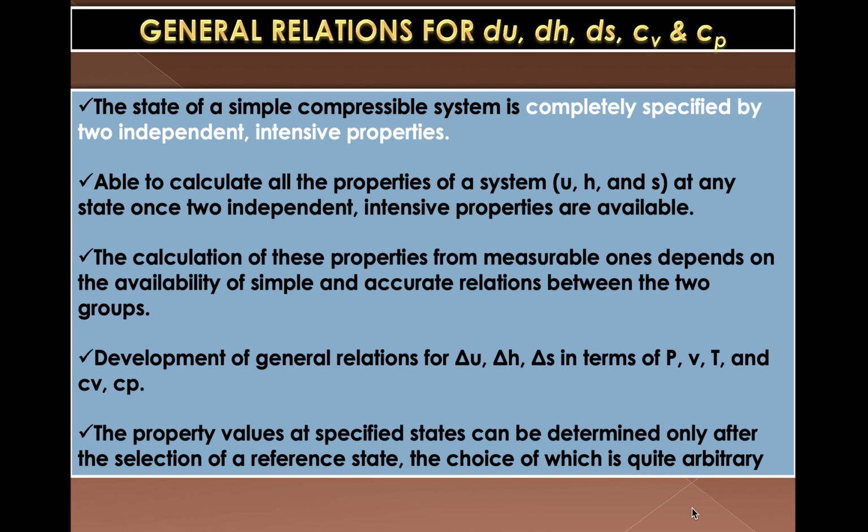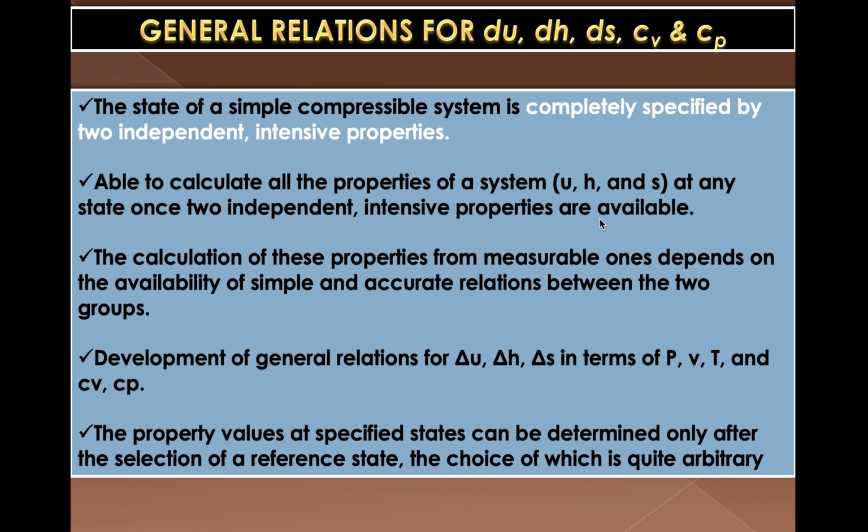Move on to the next chapter, which is to relate the DU, DH, DS, CV, and CP to the measured property, which is T, P, and V. The state of a simple compressible system is completely specified by two independent intensive properties, if you can remember. It is able to calculate all the properties of the system, which is U, H, and S, at any state once two independent intensive properties are available.